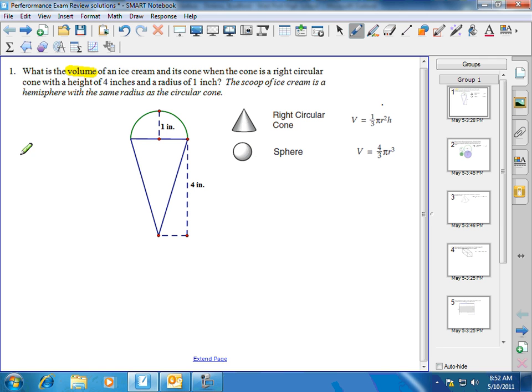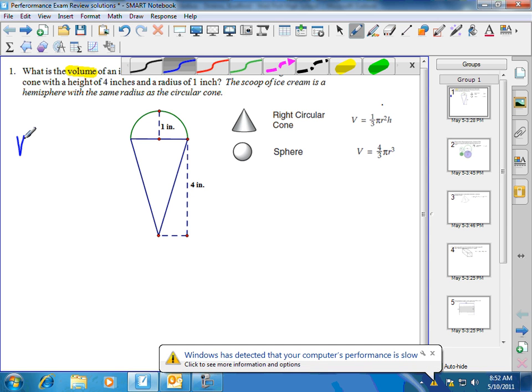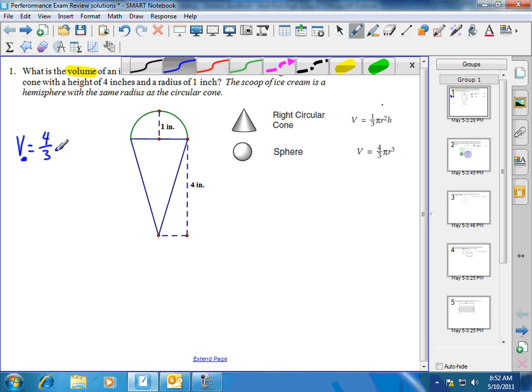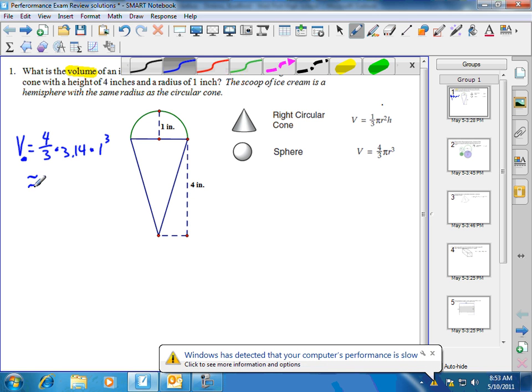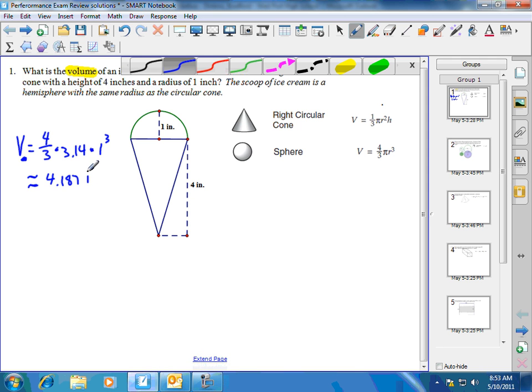So we're going to use this formula here. Volume of a sphere is equal to 4/3 times pi, we'll use 3.14, times the radius cubed. The radius is 1, and we're going to cube that. On my calculator, I'm going to multiply 4 times 3.14 times 1, and then divide that by 3. That's the same as multiplying by 4/3. And I get, rounding, 4.187. Let me put an approximation symbol here, since we've got pi, so we're estimating the volume at 4.187 cubic inches.